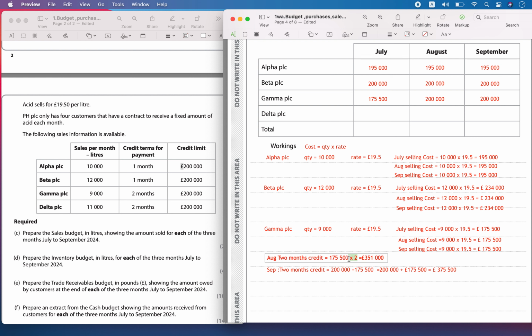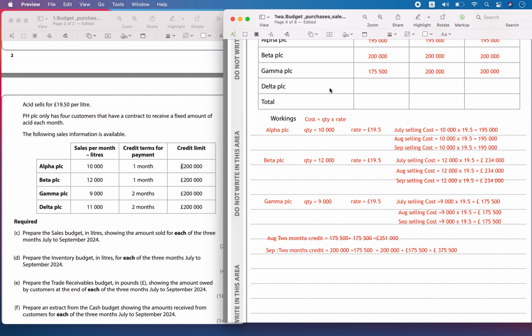So here, from the previous month, 175,500 plus this month's sale of 175,500 will be equal to 351,000. Okay, that could have been allowed, but I'm limiting to 200,000. So in the books you will see 200,000, and the rest they will have to end up paying in cash.